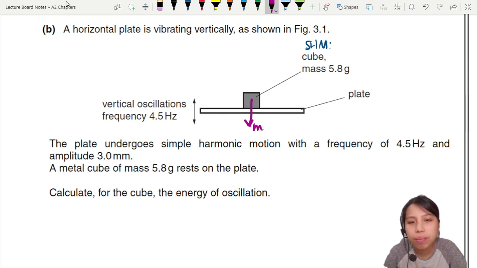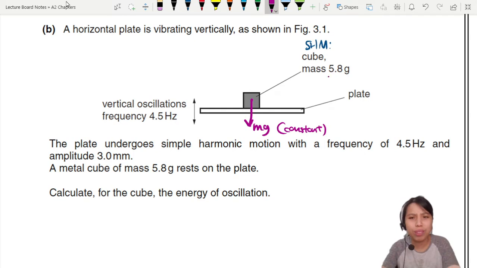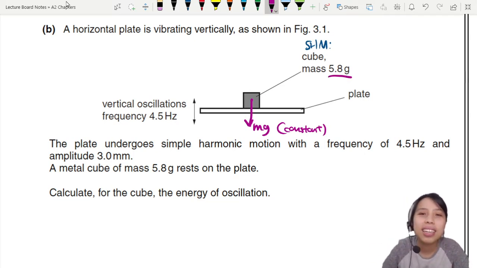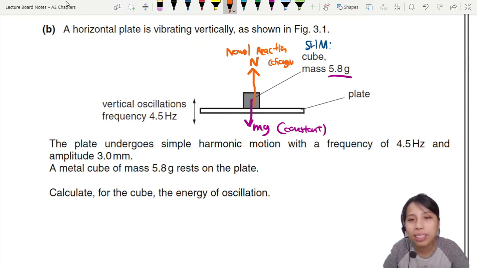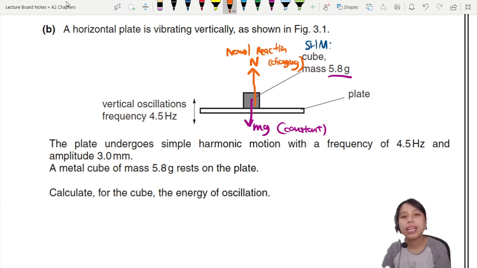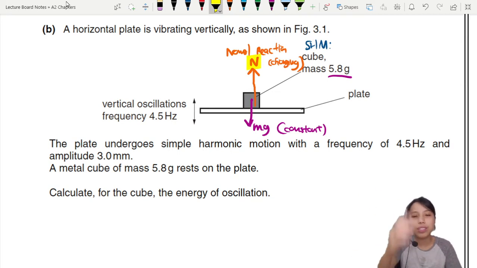Firstly, weight. This is constant, because the cube is 5.8 gram, it cannot get heavier or lighter, right? And there is a second force, which is the one that is changing. This is your normal reaction force. I will just call this N. Sometimes we call this R. This is the one that is changing, depending on where you are in this oscillation up and down. So there will always be a net force, thanks to N that is changing, that will point to the middle of this whole oscillation. We'll look at a simulation later.